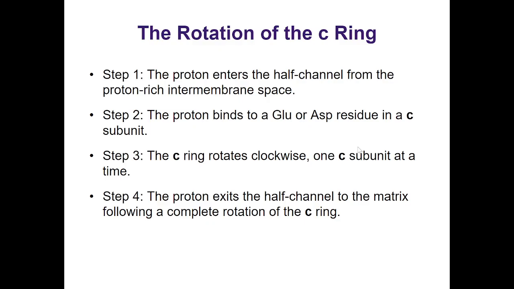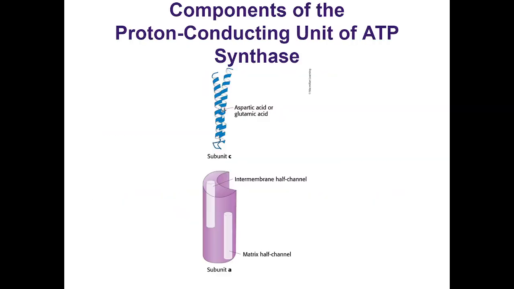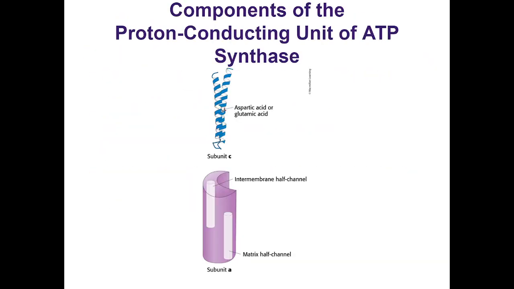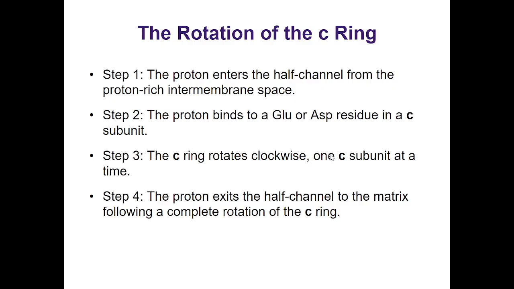So the C ring is going to, step 3, rotate clockwise, one C subunit at a time. Hey, this said counterclockwise. What's going on, Dr. Clausen? Was this the proper direction for the activity that the mitochondria would normally do? Does the mitochondrial ATP synthase break down ATP? No, we want the opposite direction, don't we? So clockwise, again one C subunit at a time.